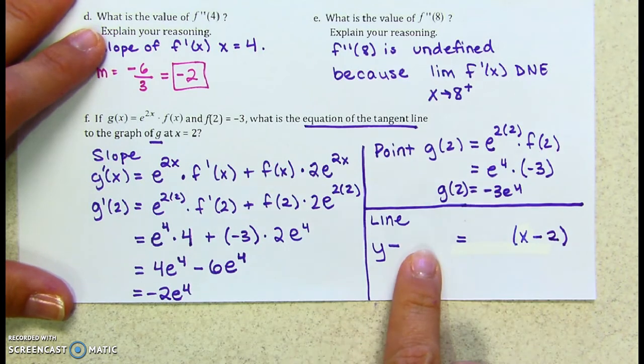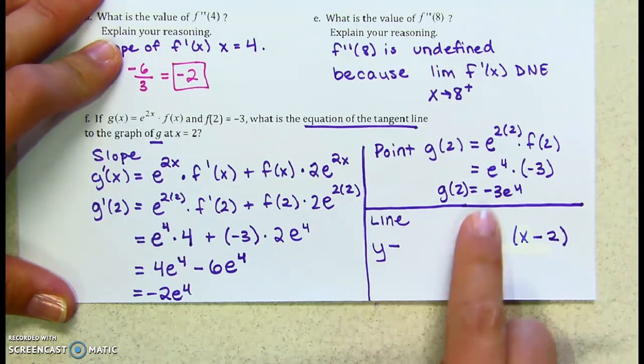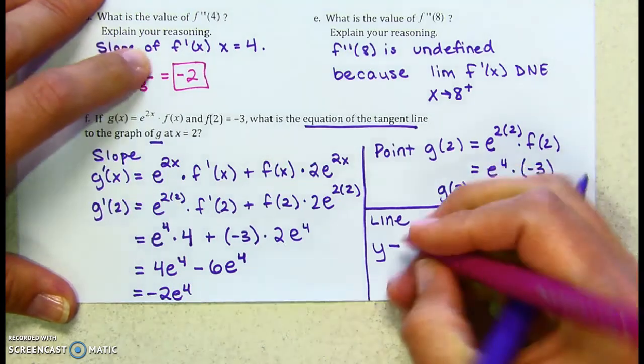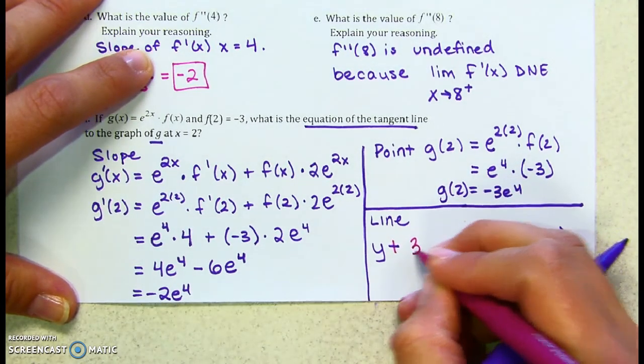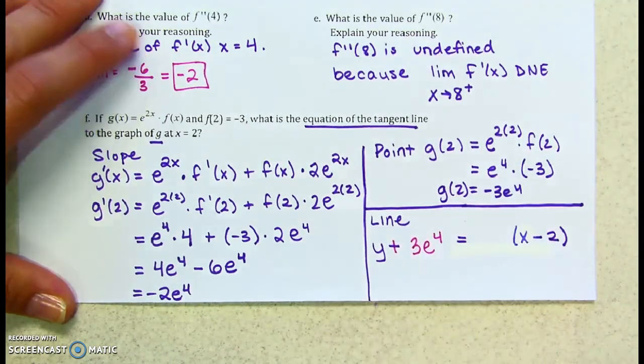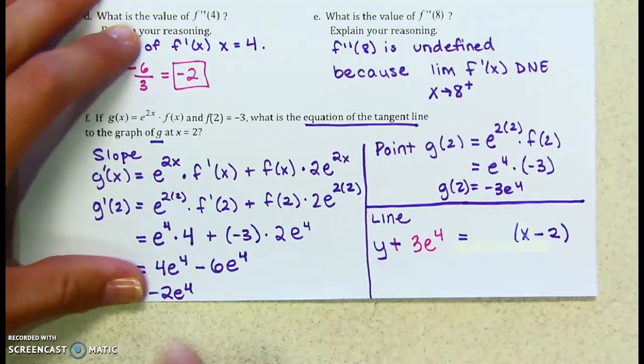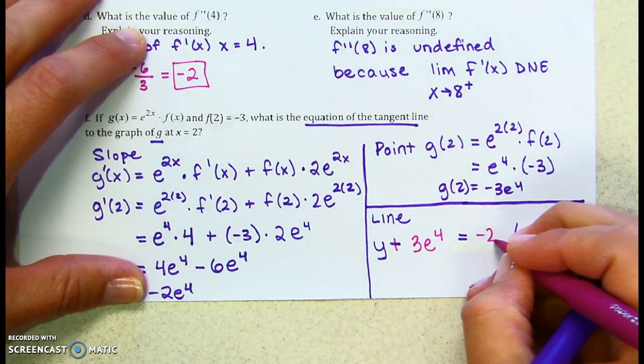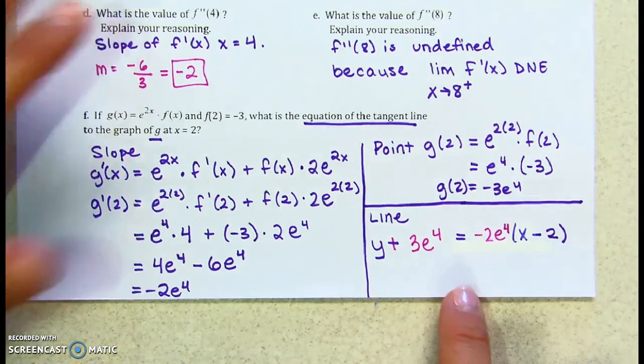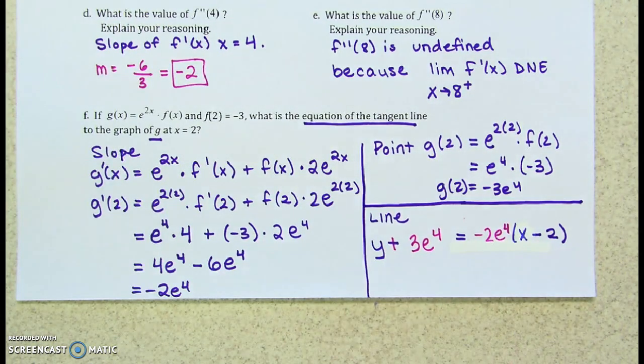So what's the y value? The y value is -3e to the 4. So we're going to make this positive 3e to the 4. And what goes right here? Our slope. And that's it. You don't have to solve for y, you guys. You leave it like that. You're done like that. Okay? Good job.